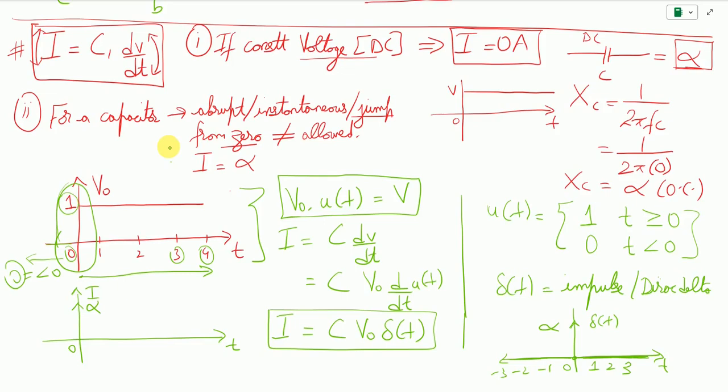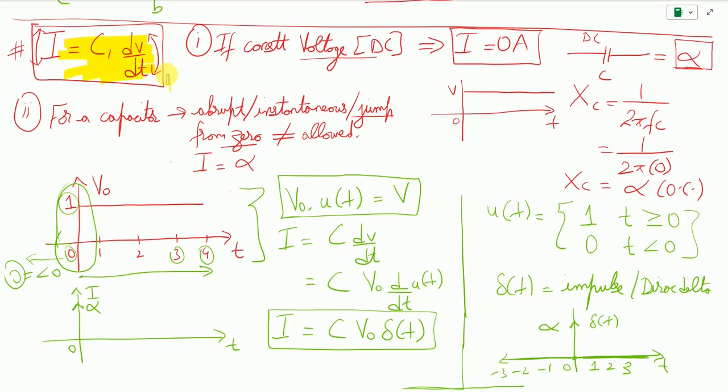So for a capacitor, we don't allow the abrupt change of voltage, or a zero jump, because it is going to give us an infinite current, which is not possible in a real case scenario. So hopefully these two conditions are clear, and these two conditions are very important. Apart from that, our main equation to find the current is this one.